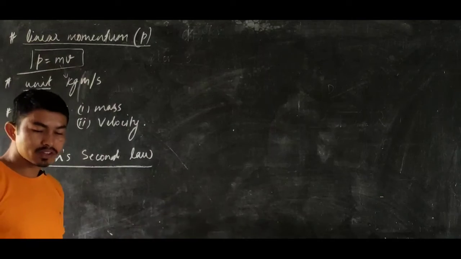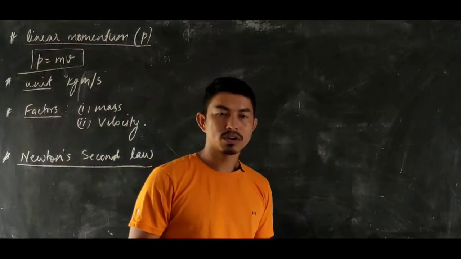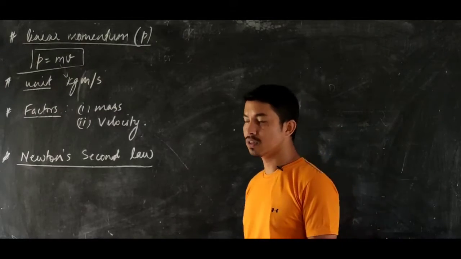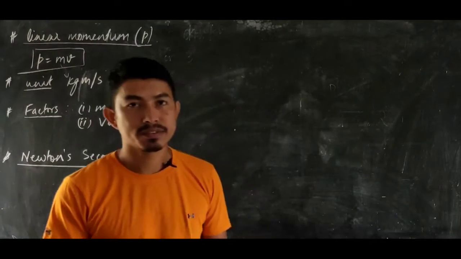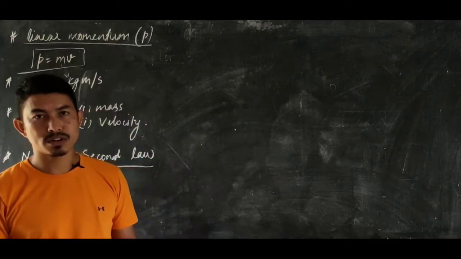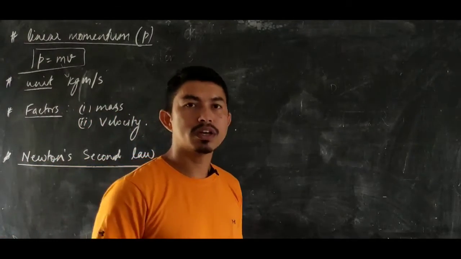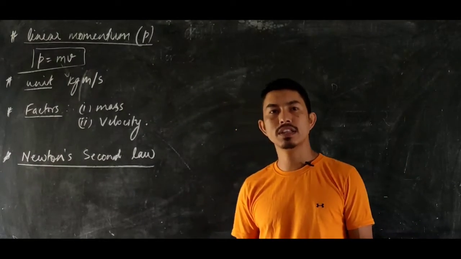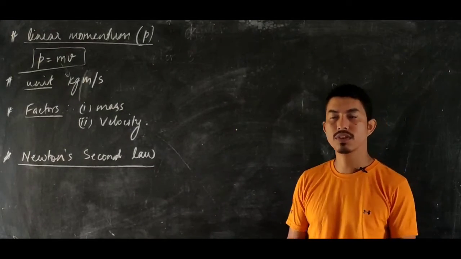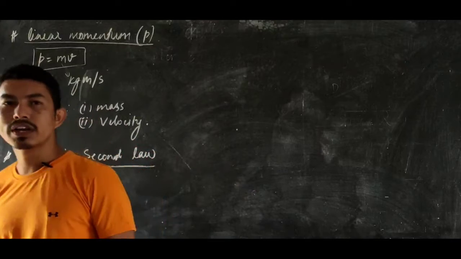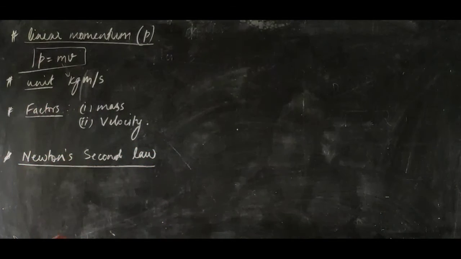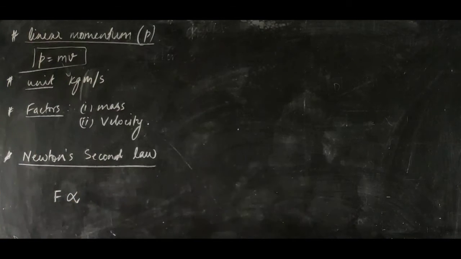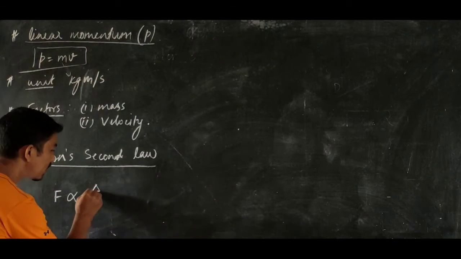So from this concept of linear momentum, we can define Newton's second law of motion, which states that the force acting on a body is directly proportional to the change in its momentum, and this change takes place in the direction in which the force is applied. So if I want to write it in mathematical terms, I may write it as the force applied is directly proportional to the rate of change of momentum. That is, I can write del P.